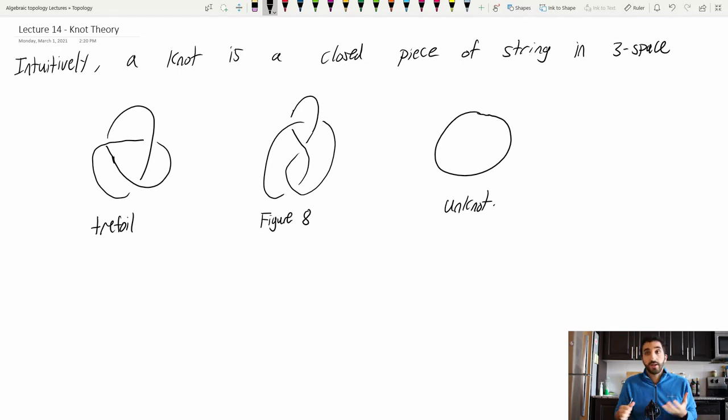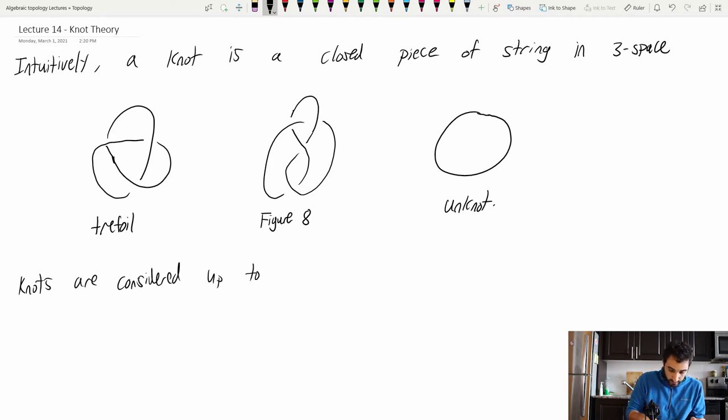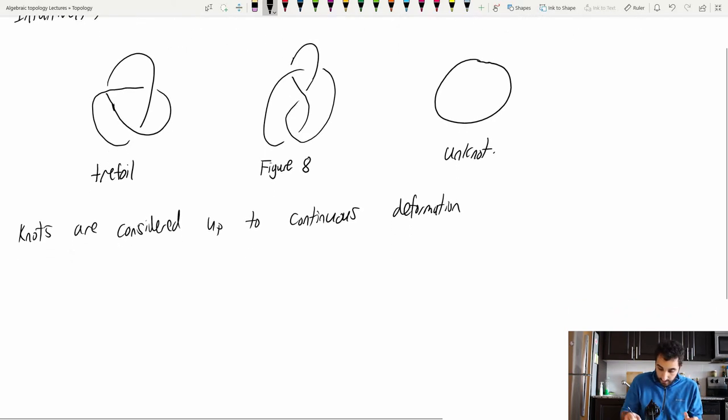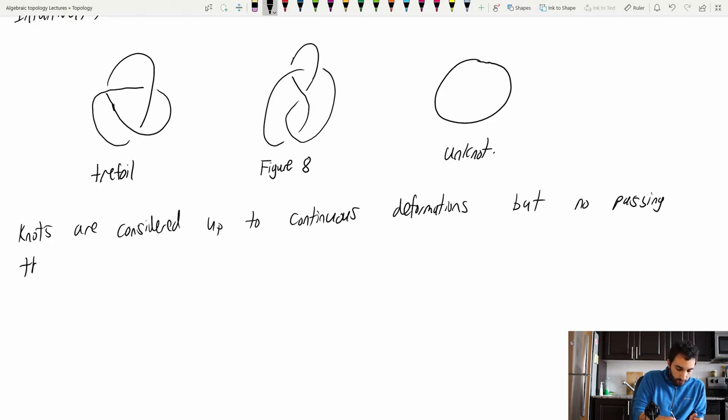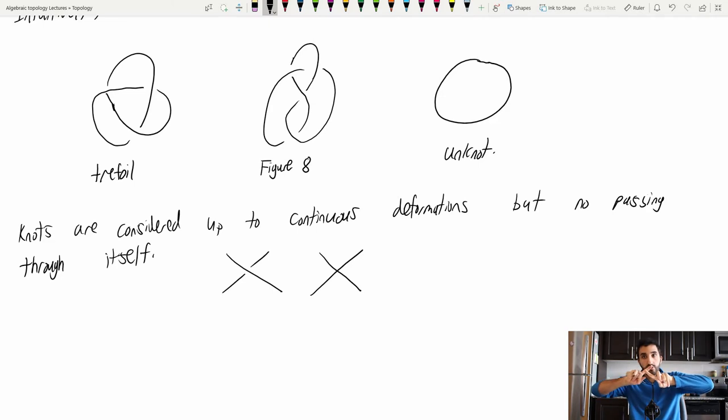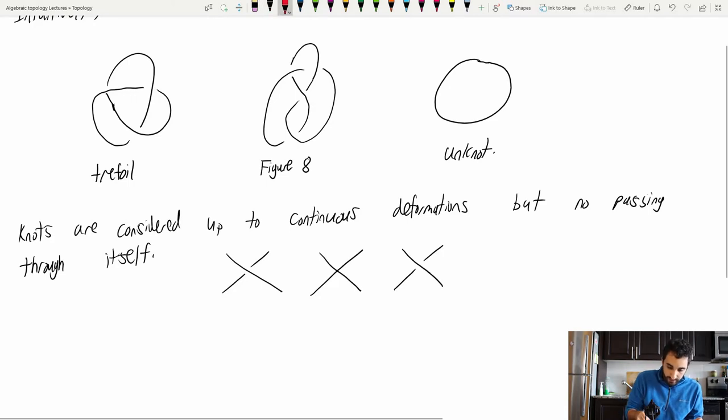So any mathematical object is always considered up to some equivalence relation. So knots are considered up to continuous deformations, as most things in this class. But we're going to have an extra rule: no passing through itself. So in other words, here is a sequence of continuous deformations. I have one strand of the knot under the other strand. There's a second where it touches itself, and then it goes past itself, and this is explicitly disallowed.